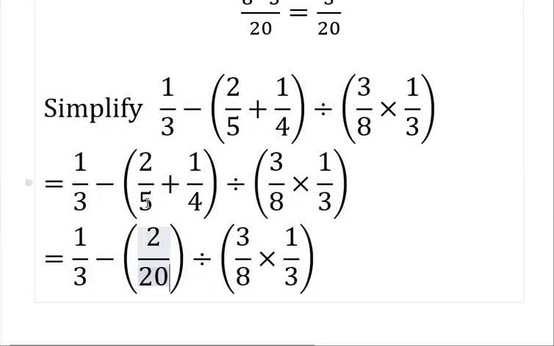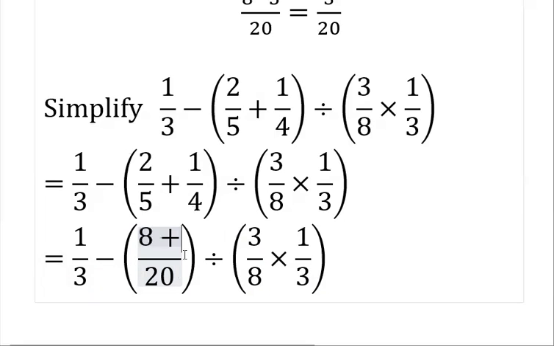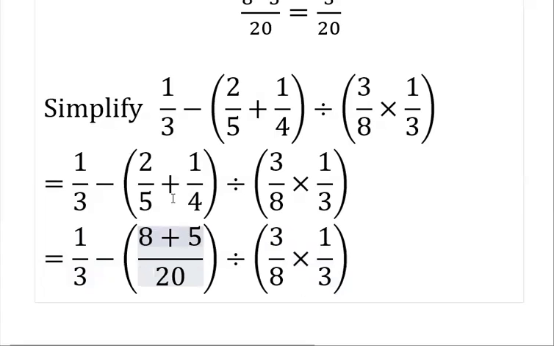So how many times will 5 go in 20? 4 times. 4 times 2 will give us 8. The sign we are operating is plus. How many times will 4 go in 20? 5 times. 5 times 1 will give us 5. So we've been able to solve what we have here, divided by, now this is another bracket.